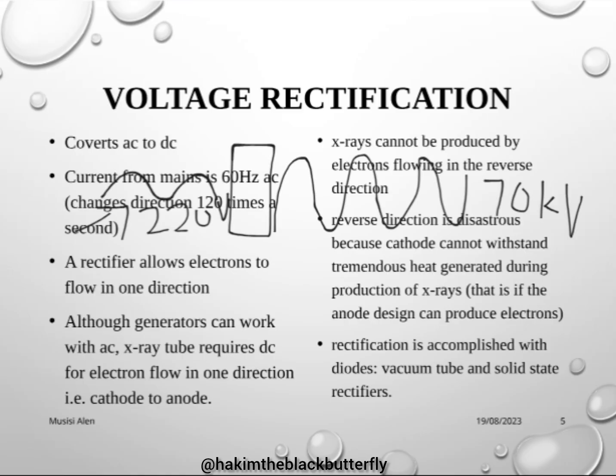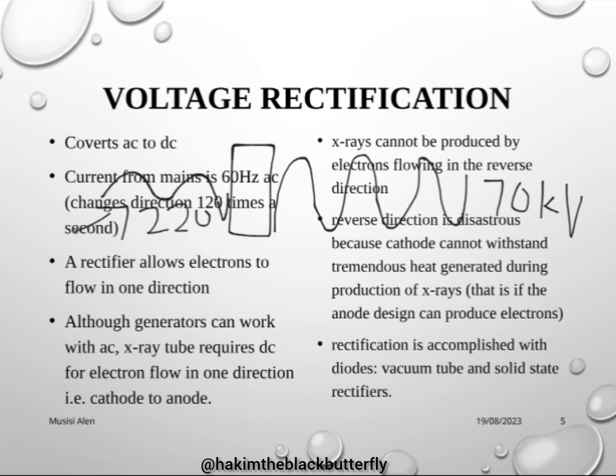Alternating current is the current which changes direction, or the voltage which changes direction, the sinusoidal voltage. The DC is the current that flows in only one direction. The X-ray tube that we use needs DC for production of X-rays. It doesn't need alternating current.